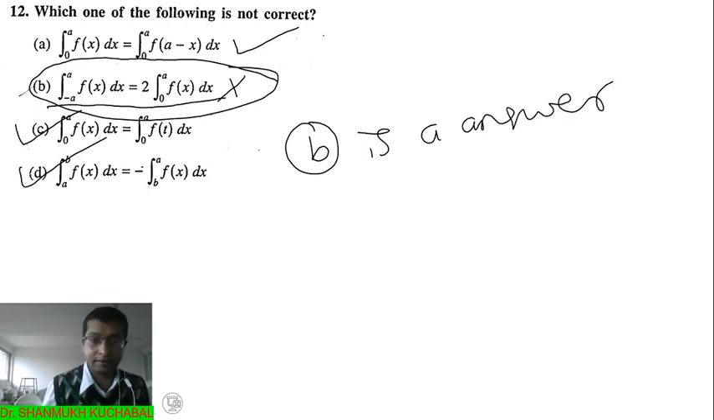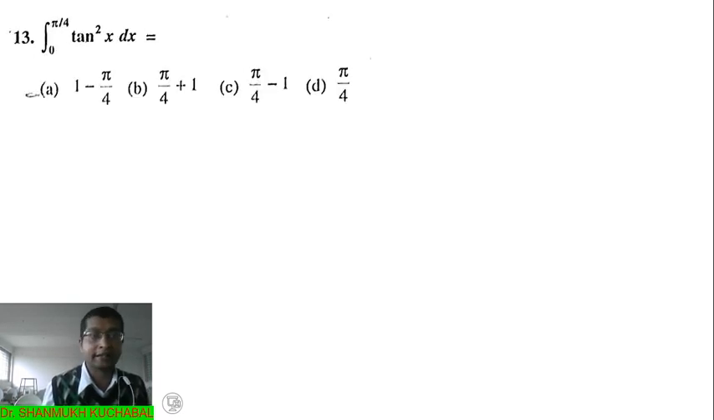Yes, B is the answer. So we'll move to the next example. It is example number 13: the integration from 0 to pi by 4 of tan square x dx.